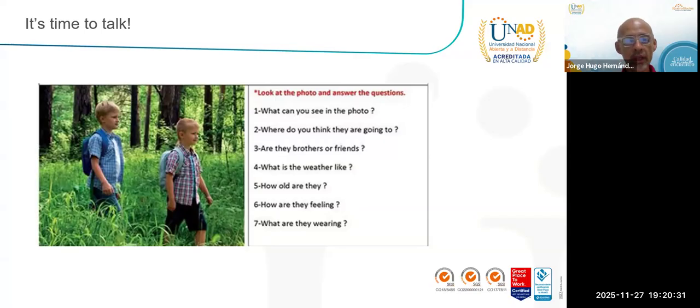If you pay attention to the clothes they are wearing, you can deduce the weather, no? It's a sunny day. It's a warm day. It's winter. It's autumn. It's fall. They're wearing short pants, so you can deduce what season it is.